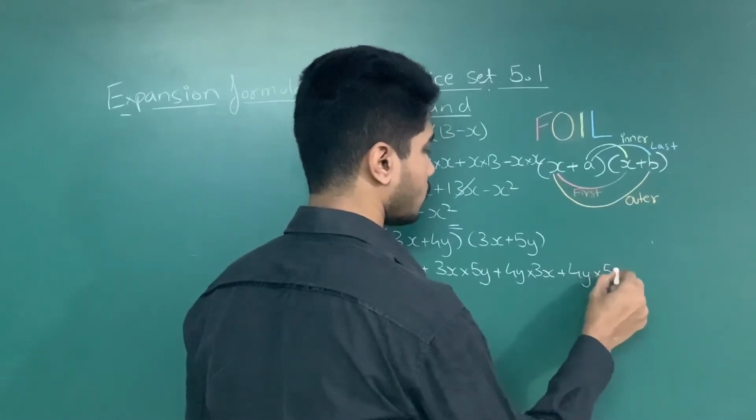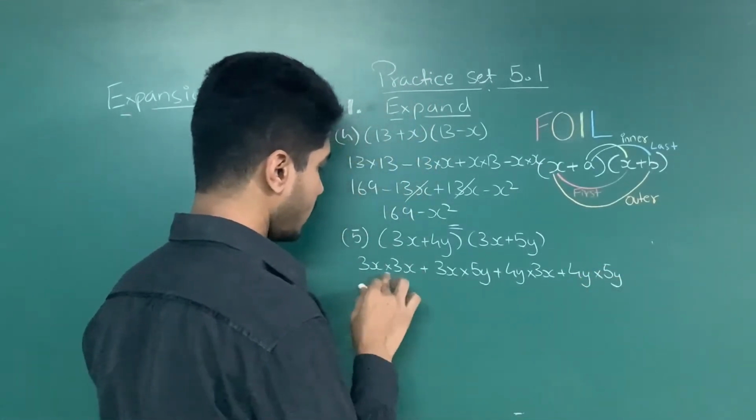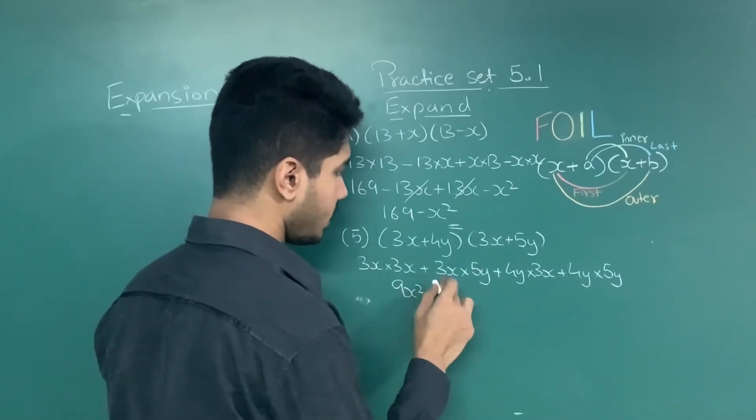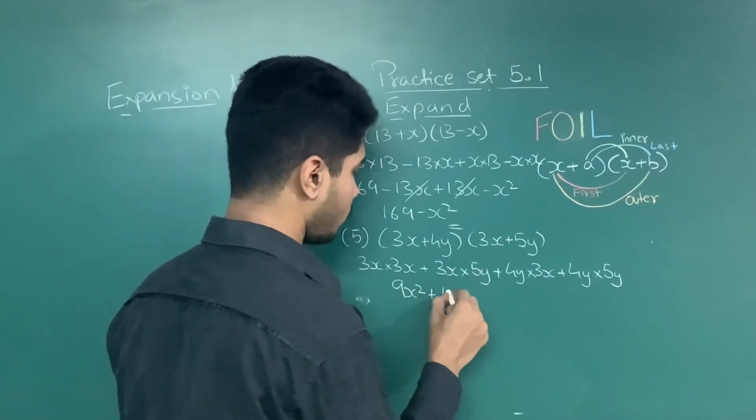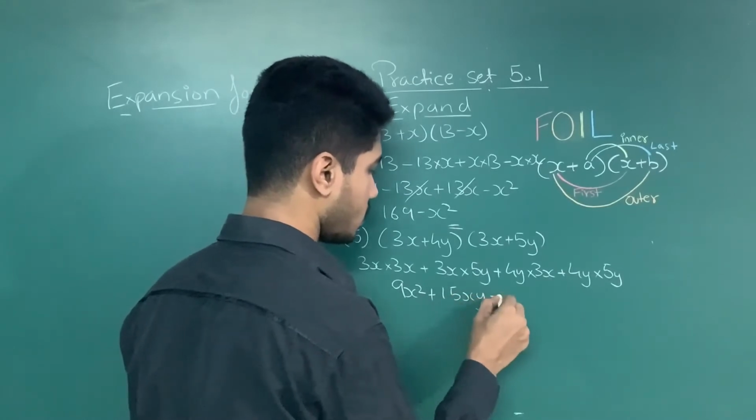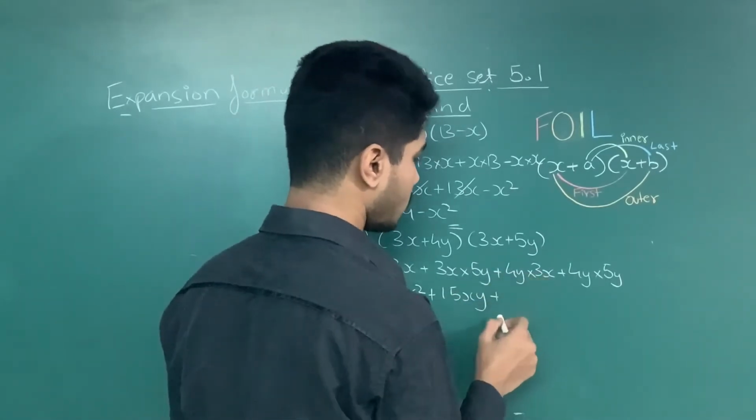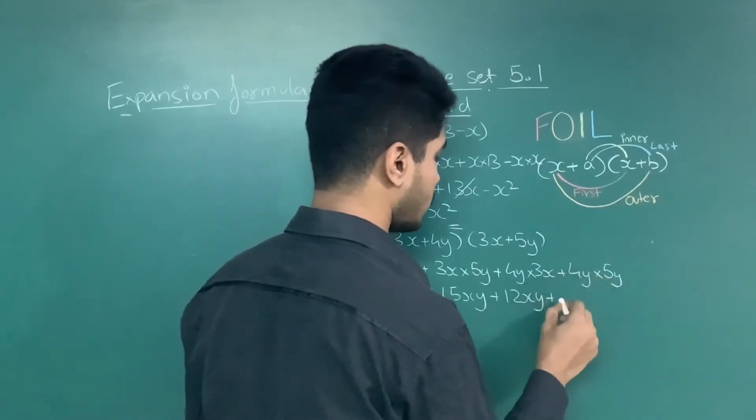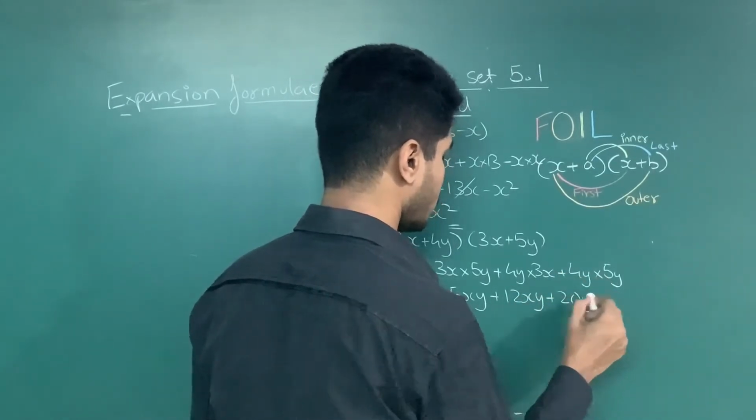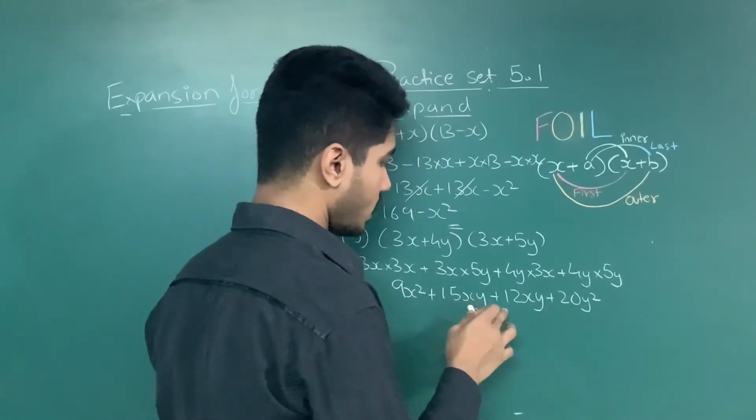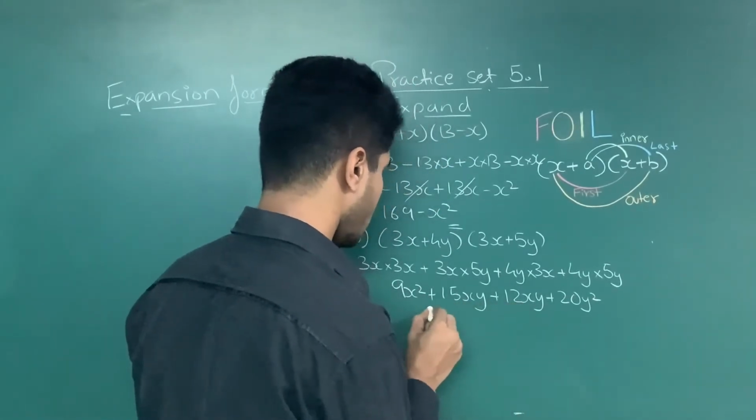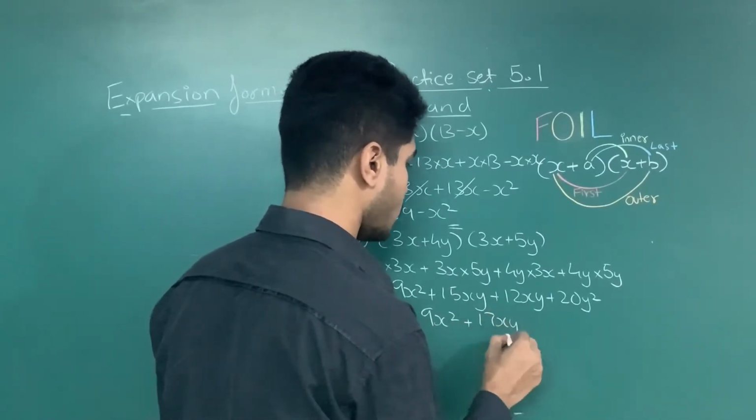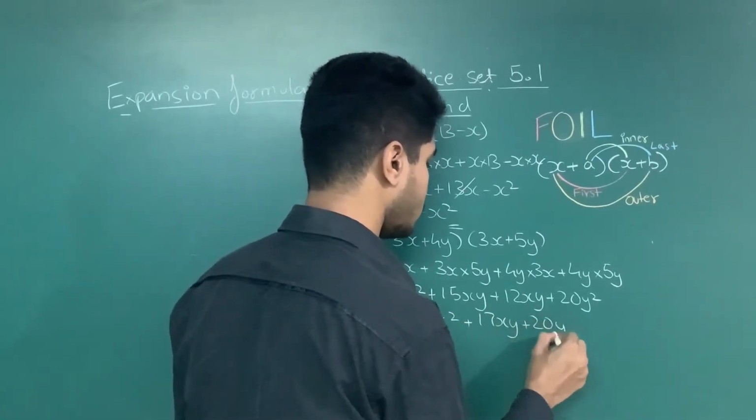3x into 3x will give me 9x square, plus 3x into 5y will give me 15xy, plus 4y into 3x will give me 12xy, plus 4 into 5 will give me 20y square. So 15xy plus 12xy will give me 27xy. So the answer is 9x square plus 27xy plus 20y square.